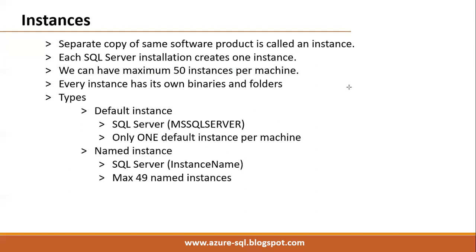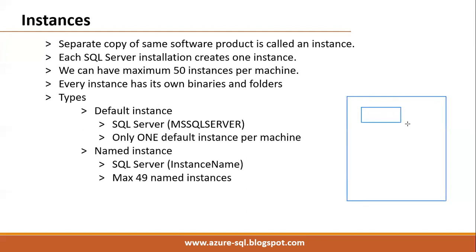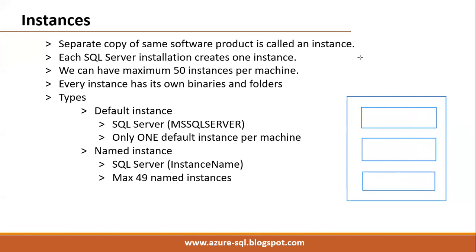In general, remember, in a production server we have one instance in one machine, but in a development server we can have multiple instances. This is my development server, for example: one instance related to one client, another instance related to another client, another instance related to another client. Like this, in a development server we can have multiple instances. But in a production server, remember, we maintain one instance in general in one machine.